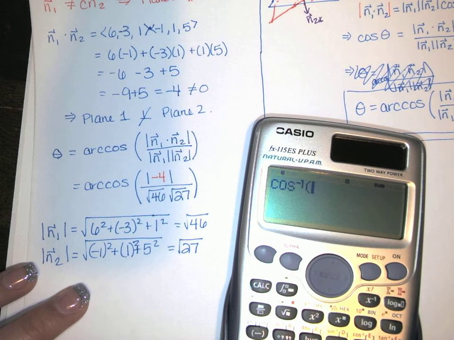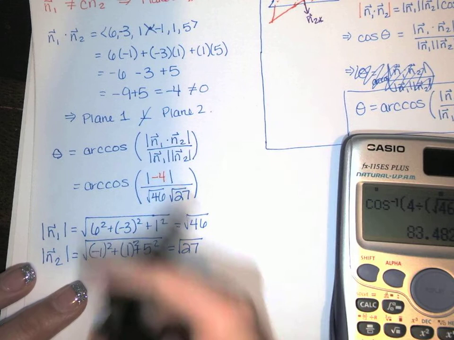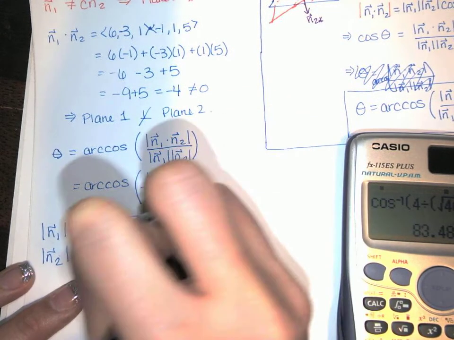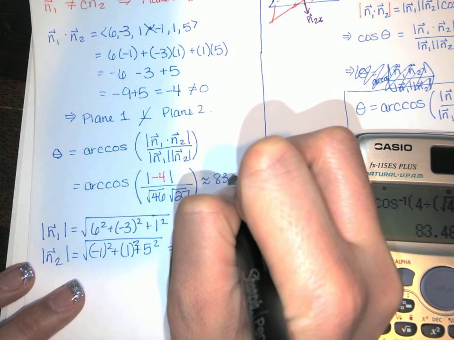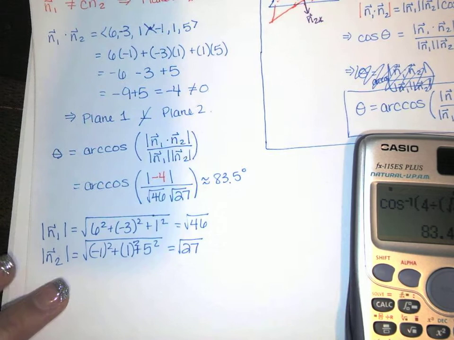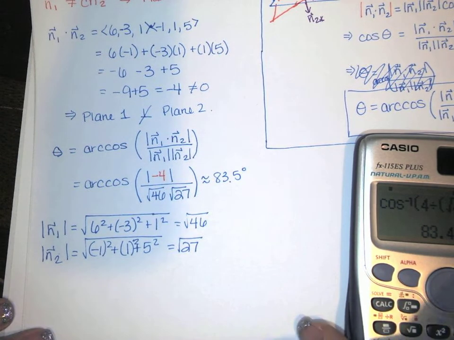So inverse cosine of 4 divided by open parentheses for the denominator, square root of 46, arrow out of the radical, times square root of 27, arrow out of the radical, close parentheses for the denominator, close parentheses for the inverse cosine, and hit equal. And it looks like the acute angle between the two planes is 83.5 degrees approximately. All right.